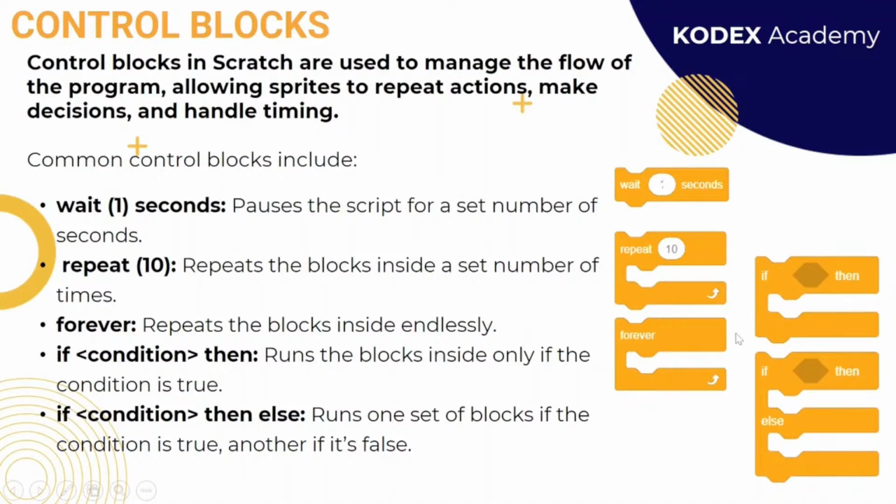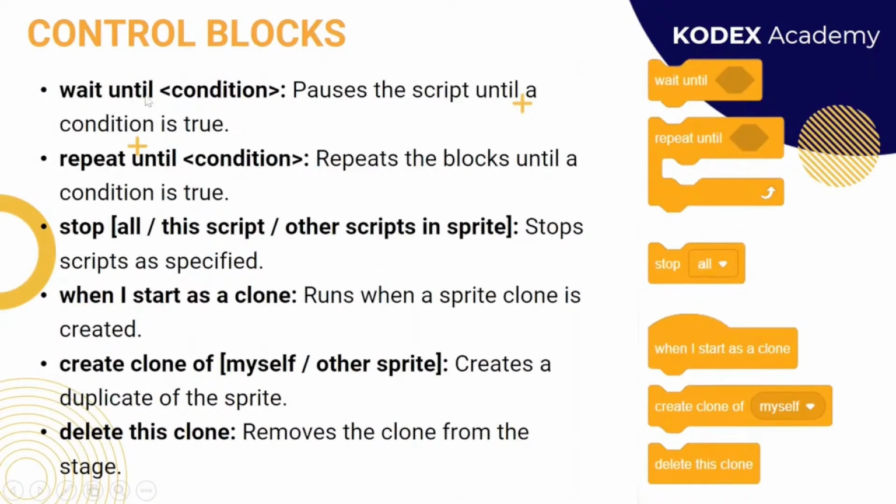Now we discuss more condition blocks. So here we go. This block is wait until condition. It pauses your script until the condition is true. Suppose you are making a game and you set the target that until your sprite has reached the red line, it should not stop. So you mention the condition, and you set the pause until the condition is true; until then, this action will not happen.